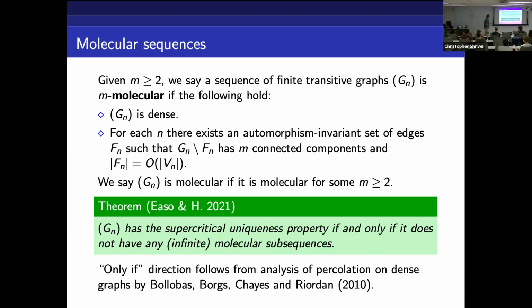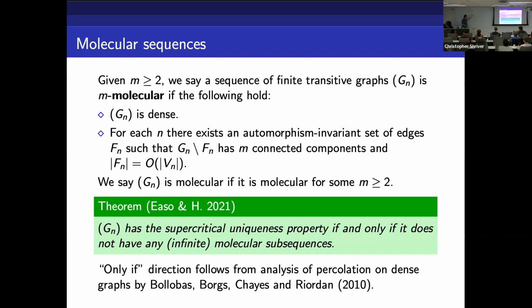Okay, so to make that more precise, we'll define what we mean by examples of this form. We call a sequence of graphs M molecular if it's dense, meaning again that its degrees are linear in its number of vertices. And for each n, we can find an automorphism invariant set of edges Fn, which is going to be like these edges that go between the blobs, so that the size of this set is order the number of vertices, it's linear in the number of vertices.